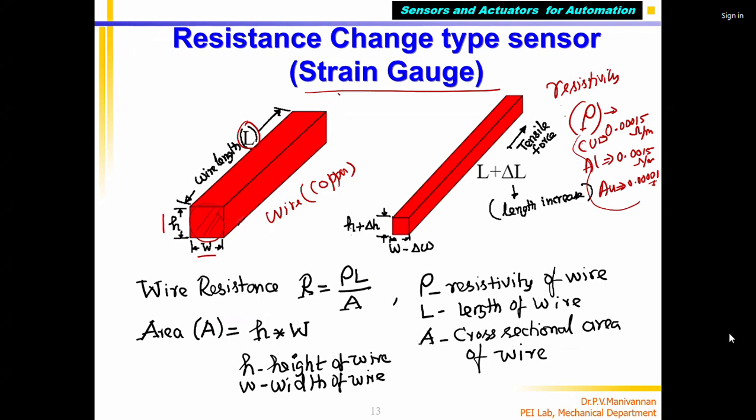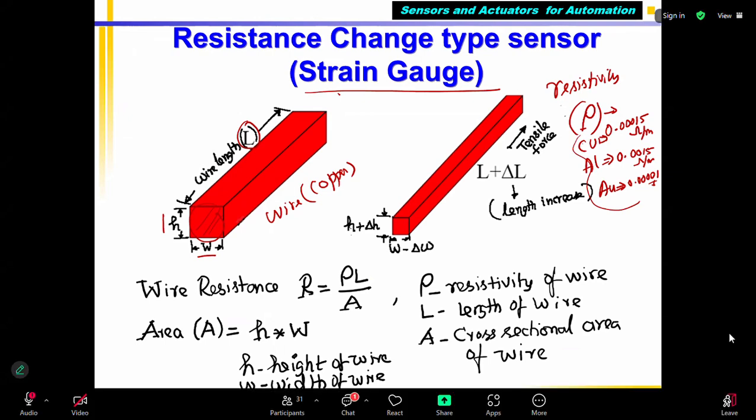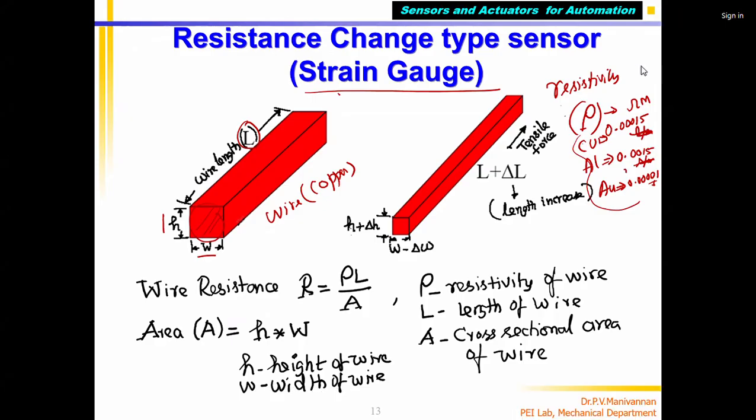Sir, resistivity, if I'm not wrong, the unit is ohm meter, because R is equal to rho L by A. So A comes to the numerator, so it will be ohm meter, not ohms per meter. Exactly. It should be ohm meter only, because if you apply the units, automatically it will be ohm meter.